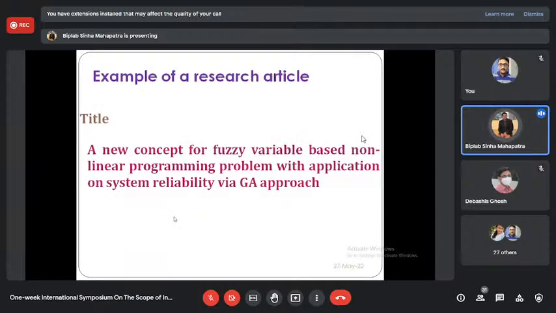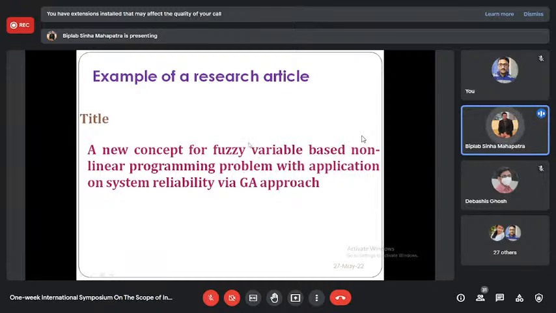Now I am showing you a case study of a research article. Look at this: a new concept of fuzzy variable-based nonlinear programming problem with application on system reliability via geometric algorithm approach. So what do we have in this title? First of all, we are declaring this is a new concept. So this concept does not exist till now. And which type of new concept is being defined? Fuzzy variable-based nonlinear programming problem, up to this point.